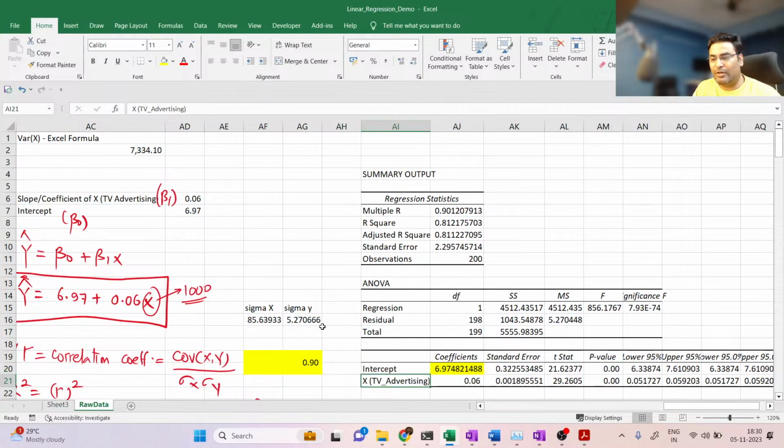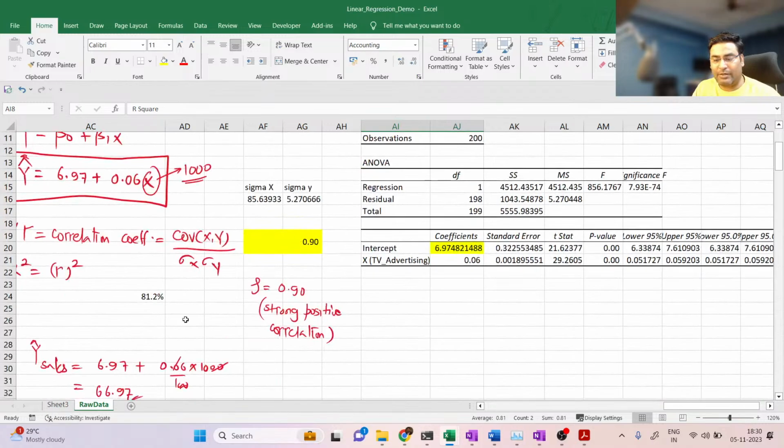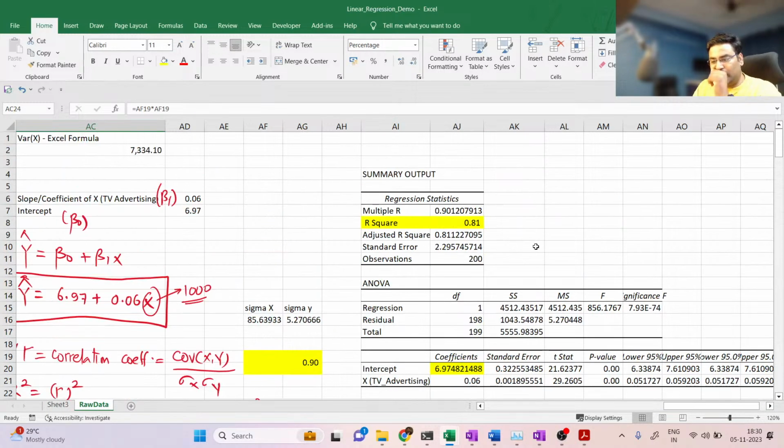So what you have done manually, a manual calculation, you can see it is matching all of it. Look at R square value, guys. Look at this. What is R square? Is it coming 81? Isn't it? That's what I've also mentioned here. See, it's more like a validation for you guys.